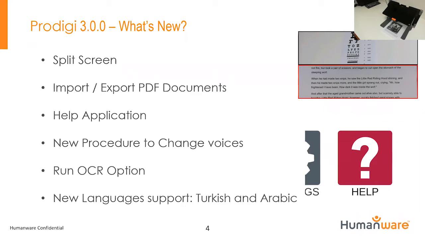Run OCR option. So if you import a document that is only an image and there's no OCR done, for example, a PDF format. There are 2 formats of PDFs. One is an image that has been scanned, and there's no text related to the document. And the other format is when text is related to that document. So very easily, you can run the OCR separately, manually, if you don't have an OCR done on an image. New language support: Turkish and Arabic.